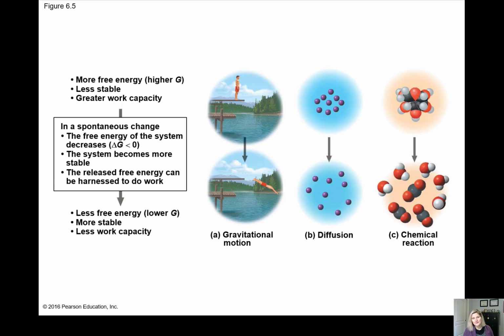Okay. And then here we have an example of a chemical reaction where this complex molecule is starting out at a higher state of energy than the products, and so it's not going to require any energy for it to break apart. So the free energy is going to be higher in this state compared to this state, so we're going to end up with a negative free energy.